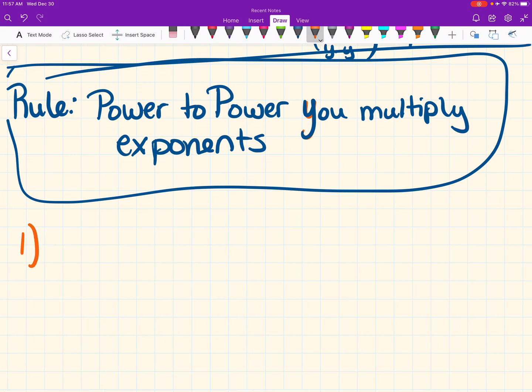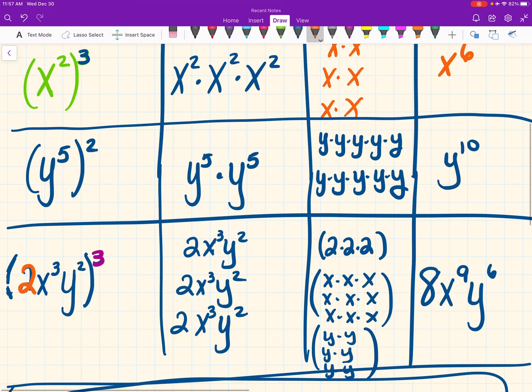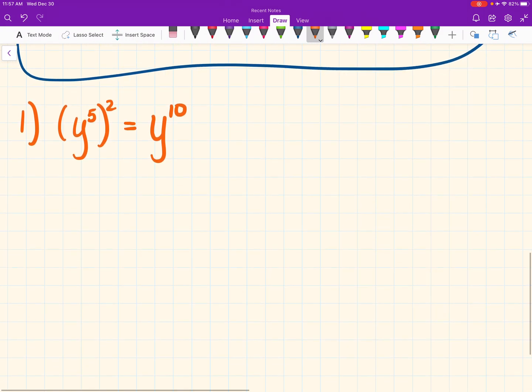Number one is y to the fifth squared. So it's a power to a power. So we multiply 5 times 2 is 10. Okay, that's the shortcut for all this work that we did up here. That's what mathematicians like. They like the patterns and then the shortcuts.